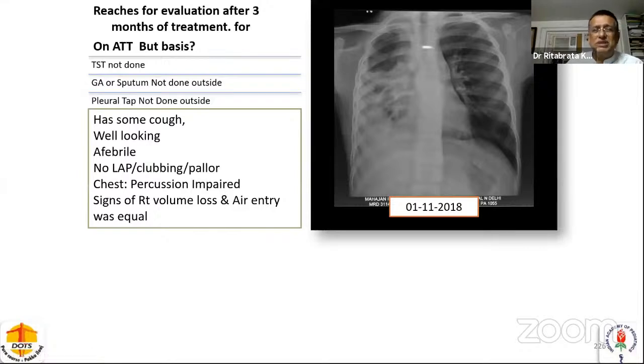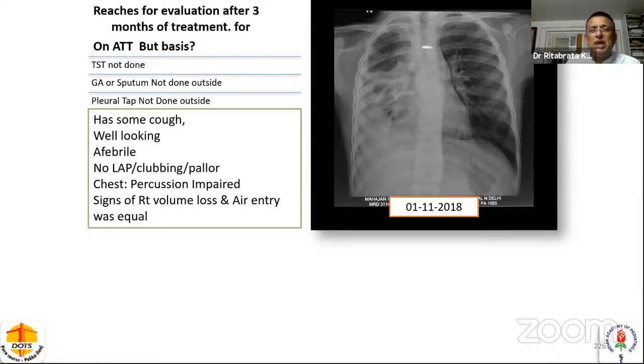But now when you examine the child, has some cough, was looking well, was afebrile. There's no lymphadenopathy, no clubbing or pallor. On chest, percussion was impaired on the right side, and definitely you can see the right-sided volume loss. The right-sided ribs are crowded as compared to the left side. And in the left side, there is air trapping also. So right-sided volume loss, and air entry throughout the right side was equal.